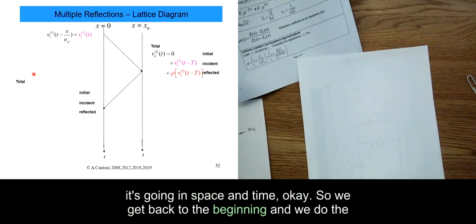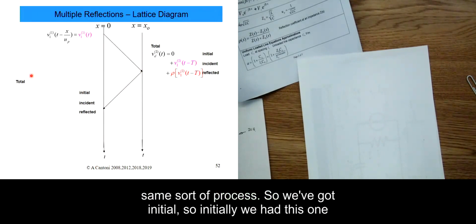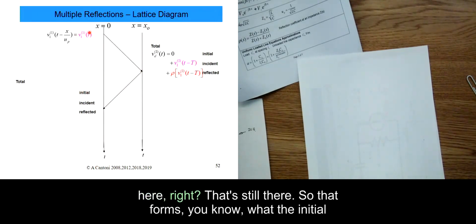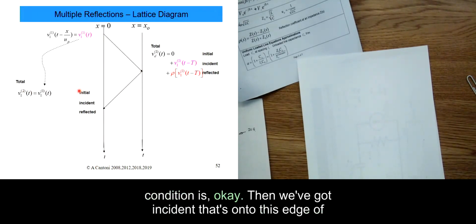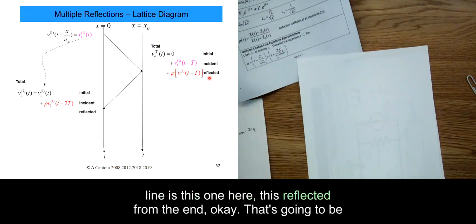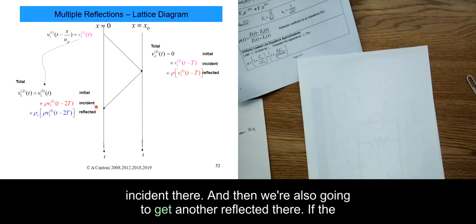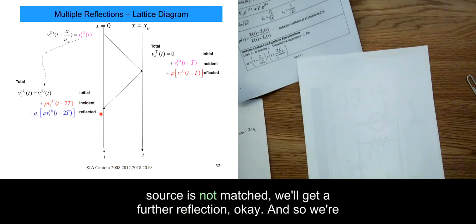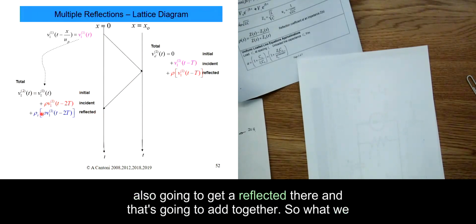So we get back to the beginning and we're going to do the same sort of process. Initially we had this one here. That's still there, so that forms the initial condition. Then we've got the incident onto this edge of the line, which is this one here, reflected from the end. That's going to be incident there, and then we're also going to get another reflected there. If the source is not matched, we'll get a further reflection, and that's going to add together.